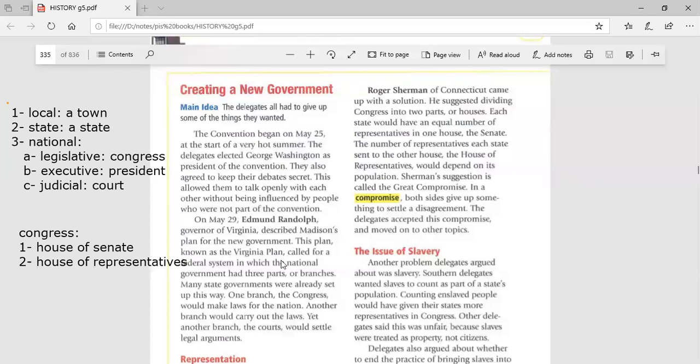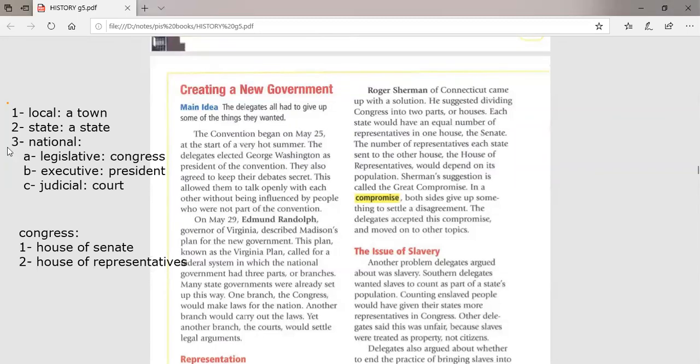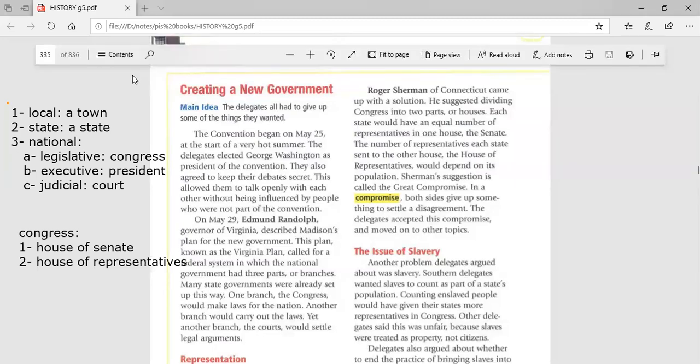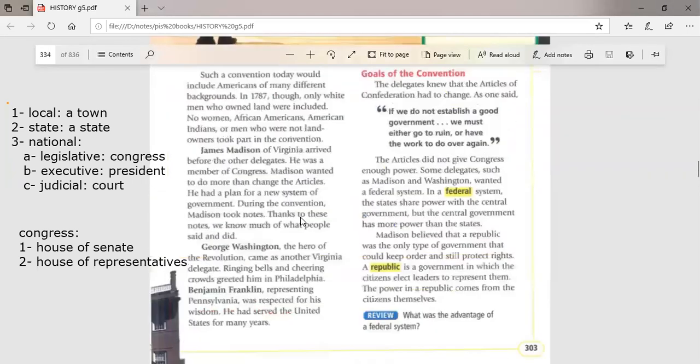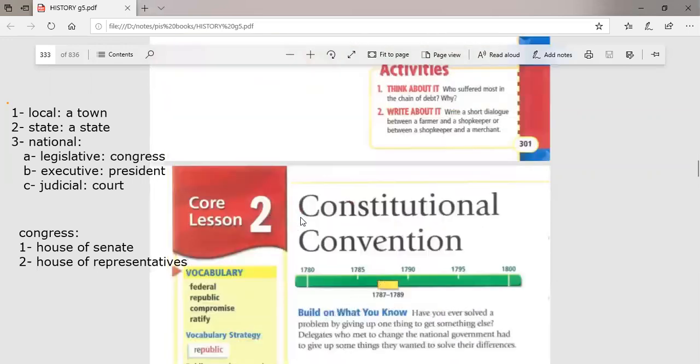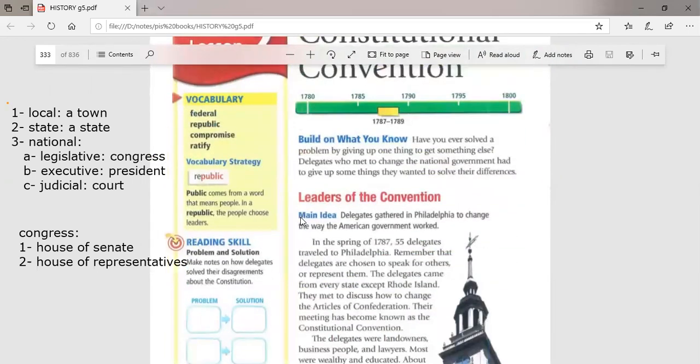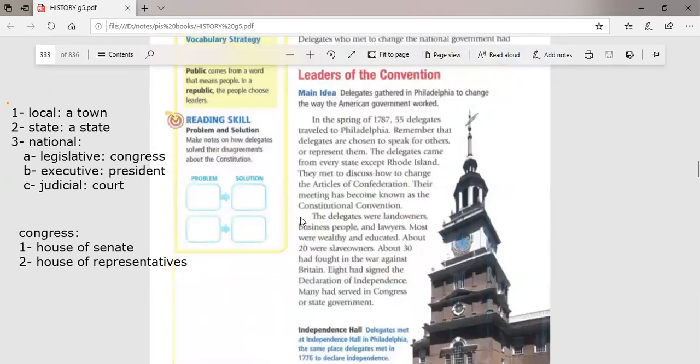Yeah, so guys, again, our lesson today is about chapter 9, lesson 2, Constitutional Convention. Constitutional Convention means that they will change the Articles of Confederation, okay?